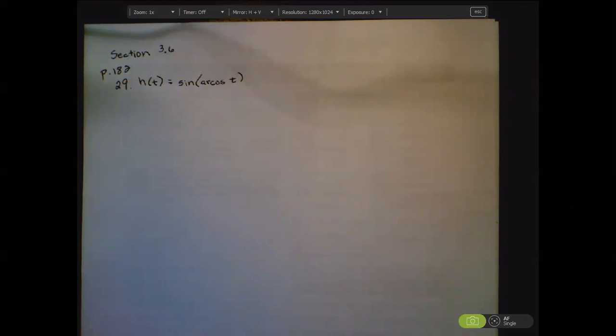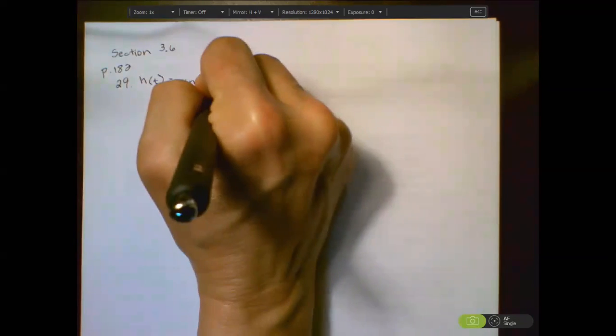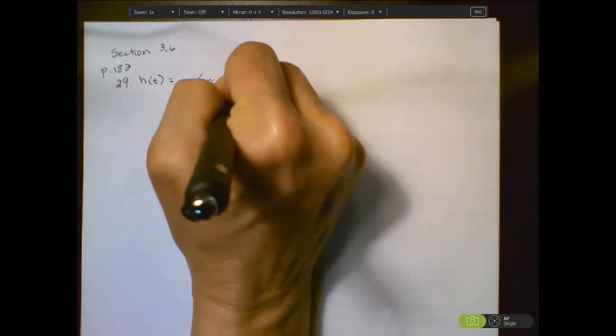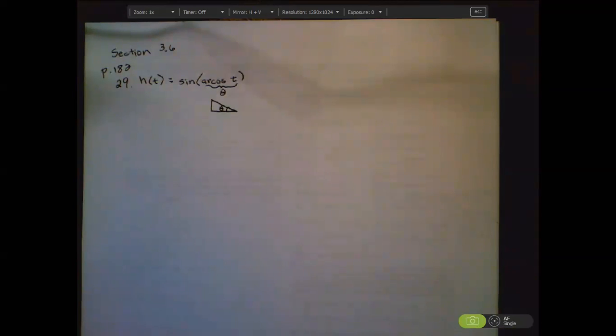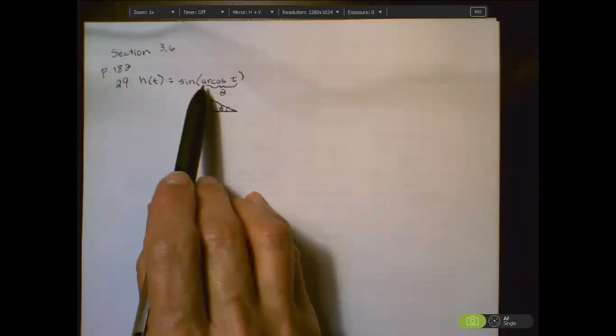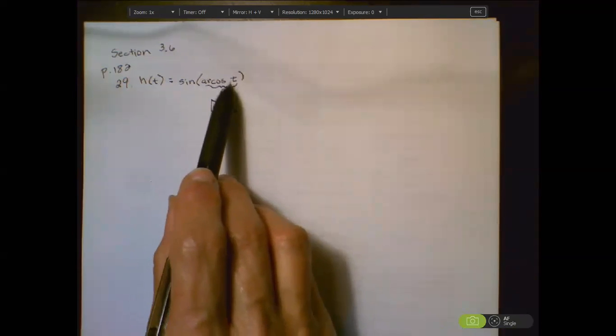The way I did it, I drew a triangle. You think of the angle whose cosine is t, and you think, I don't know the angle whose cosine is t because I don't know what t is. So even though I don't know what this angle is, let's call it theta or u, doesn't matter, I can draw a picture of it. I can say there's an angle theta, and I can label a triangle in such a way that the arc cosine of theta is t.